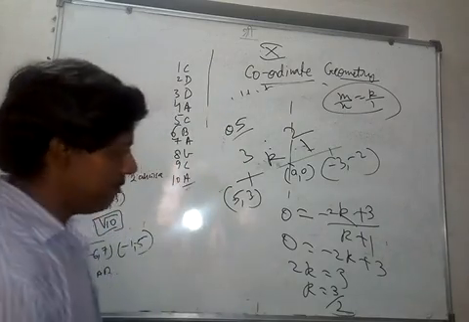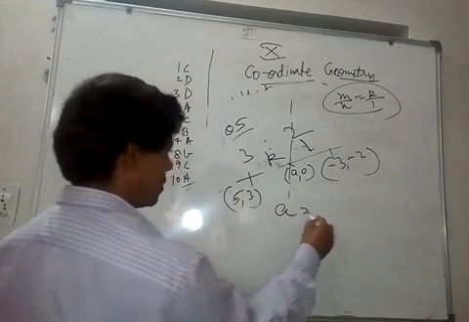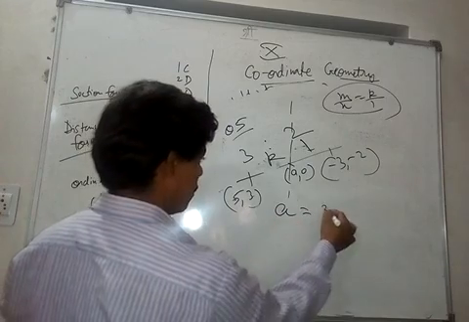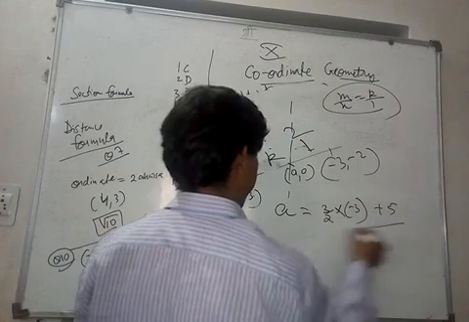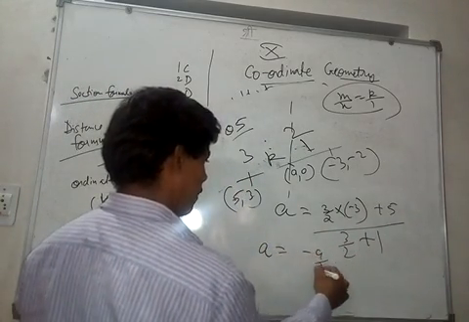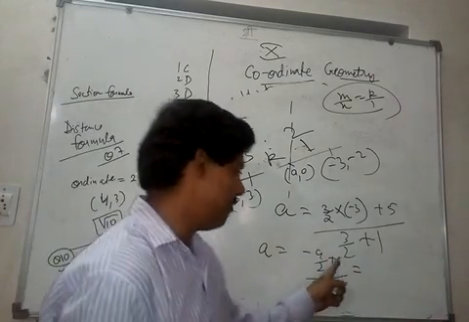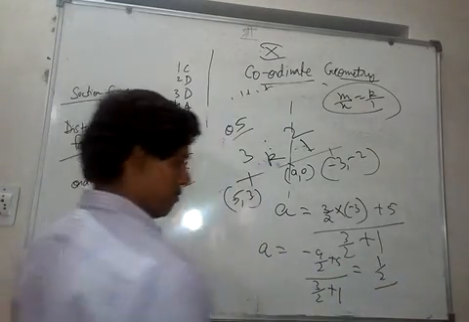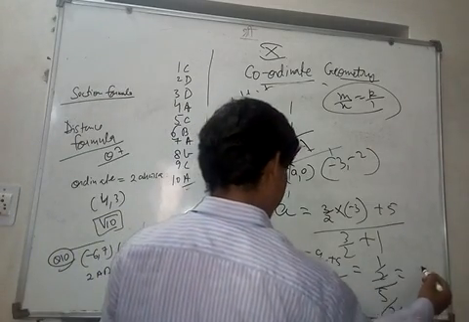Now you can find the value of a also. So how will you find the value of a? If you consider the x coordinate, you can take the value of k again as 3 by 2. So write (3/2 into -3 + 5) upon (3/2 + 1), this way. So what you will get, a is equal to (-9/2 + 5) upon (3/2 + 1). Now you can take the LCM. 5 is 10/2, 10 minus 9 is 1. So 1 upon 2 over (3 + 2) upon 2, 5 upon 2. So the 2 gets cancelled and you get 1 upon 5.